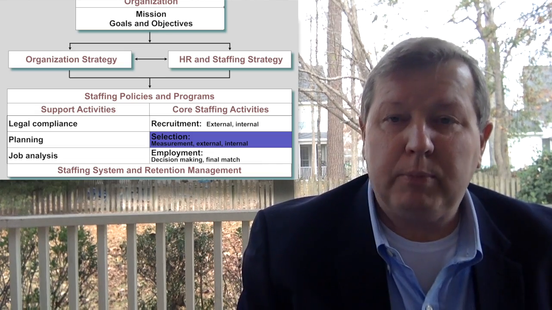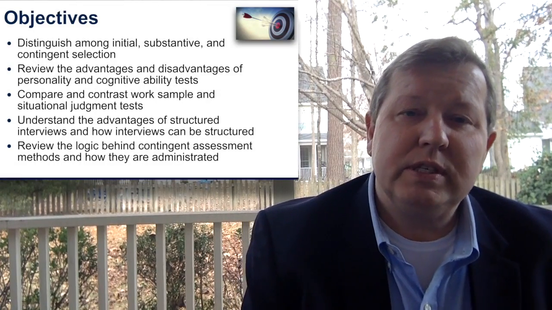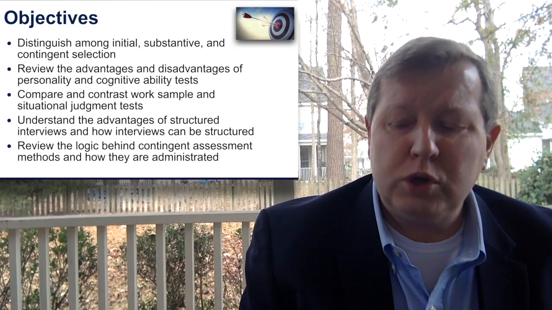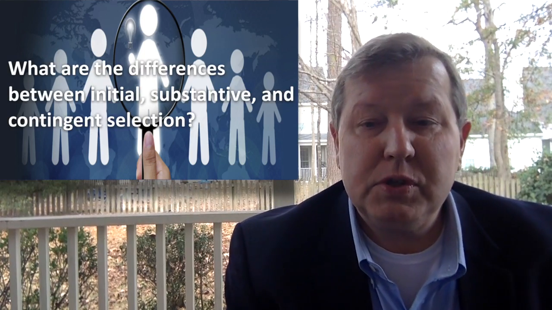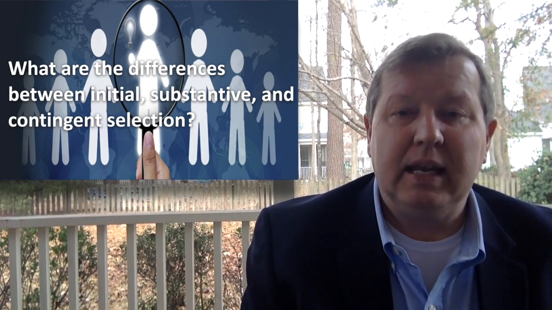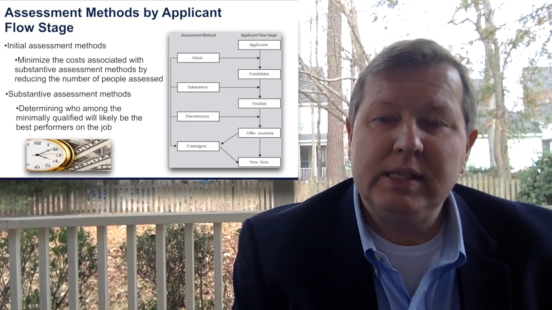So let's go ahead and jump right into our topics and objectives for today, and you'll see those before you for Chapter 9. Let's get into the first one, where we're going to be answering the question: what are the differences between initial, substantive, and contingent selection? We briefly talked about that last time. Let's just look at it once again.